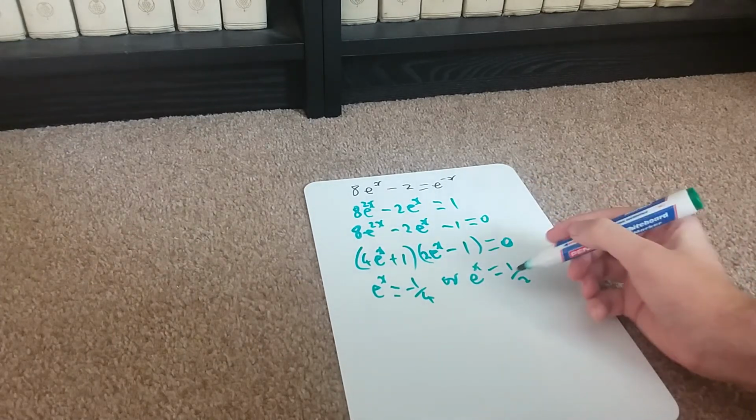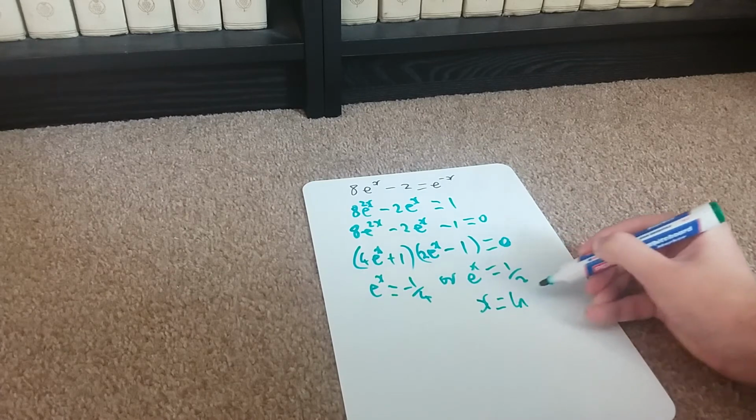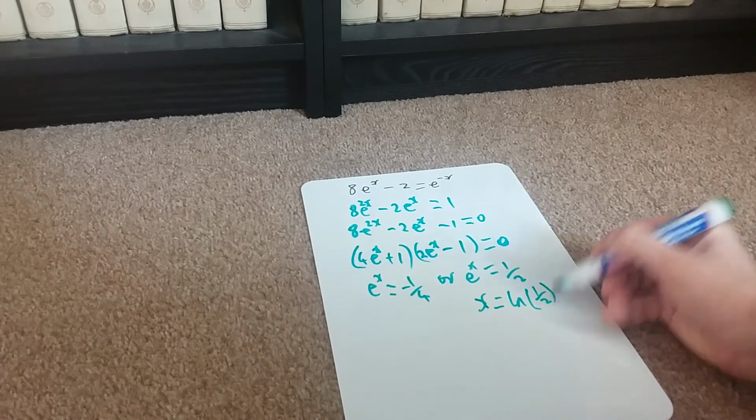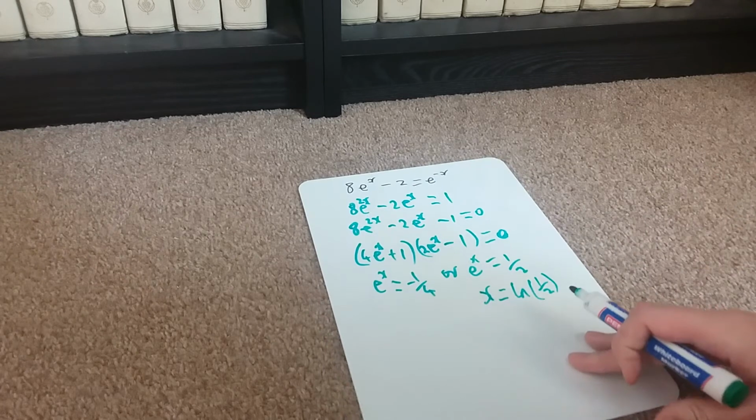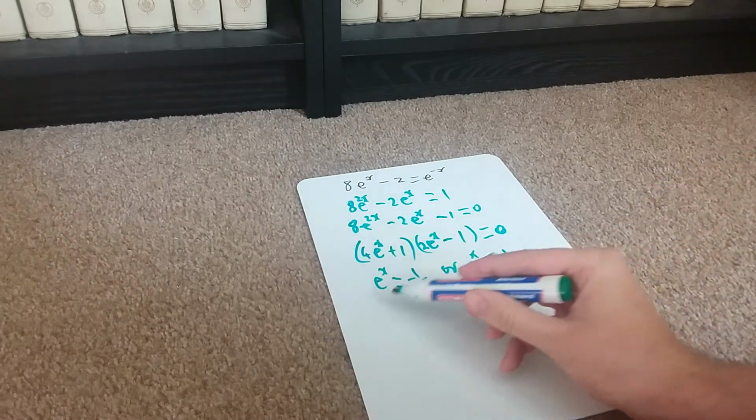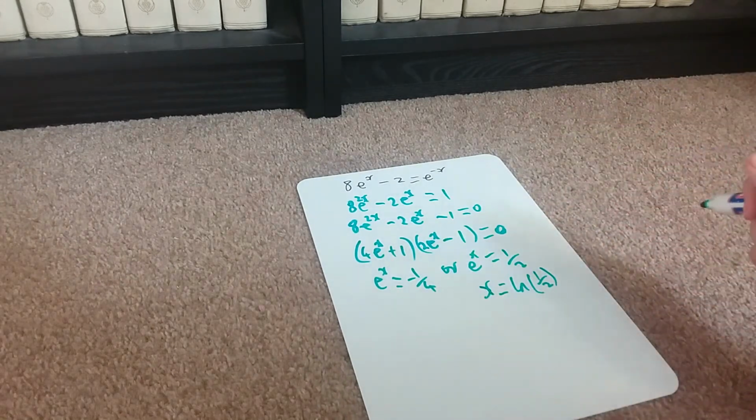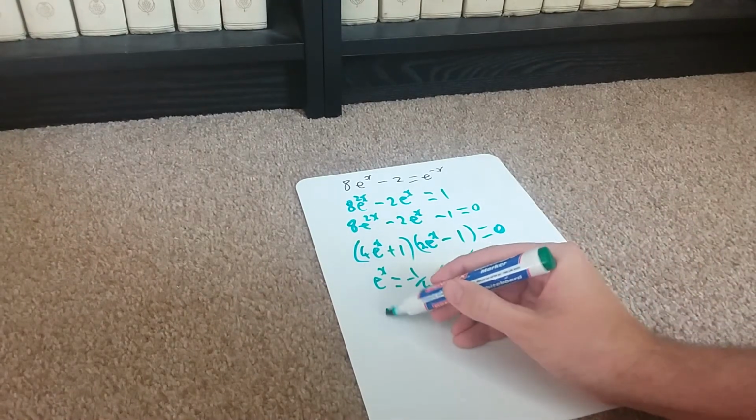Right, this one I'll do first. If I take logs of both sides, we get x equals log of a half. Or, on this one, well, if you take log of a negative number, it will say math error on your calculator. This one has no solutions.